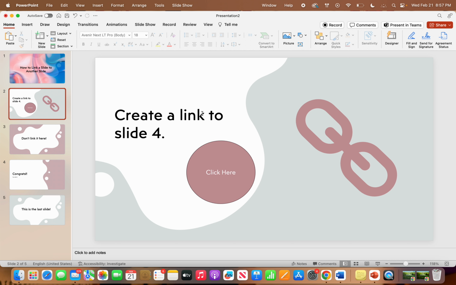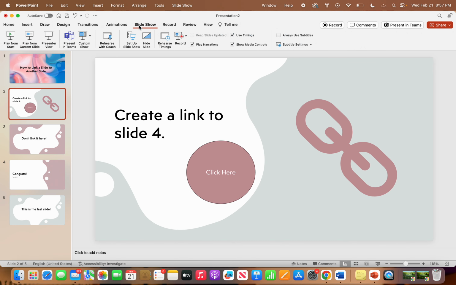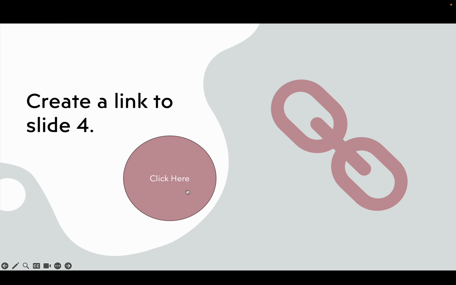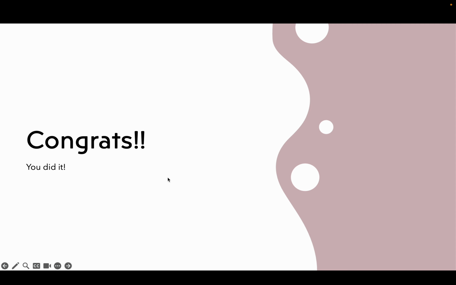In order to test it out, we're just going to actually play the presentation. So I can go down to the bottom and select the slideshow button. Or I can go to slideshow, play from start. Let's test it. If this link is working, it will bring me directly to slide 4, where it says congrats. If it doesn't work, it will bring me to a page that tells me that's not the slide we want to be on. So let's click it.